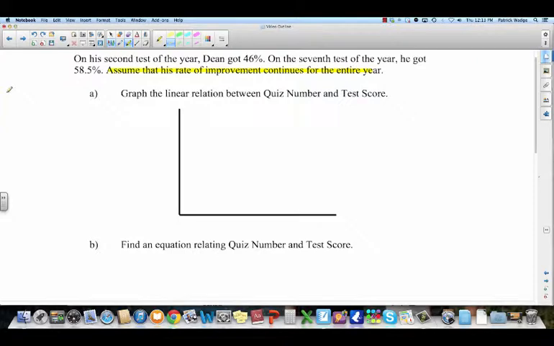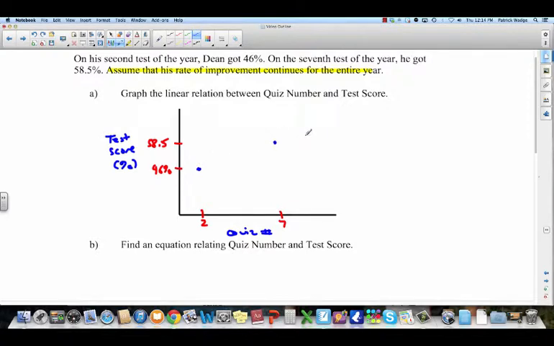Let's do it a little bit faster this time. So what values do we have? On his second test of the year, what are we graphing here? Quiz number and test score. So let's put quiz number down here, because that's kind of over time, right? And this is test score, and that's a percent. So on his second test, he got 46%. And on his seventh test, he got 58.5%. Here's our 2 points.